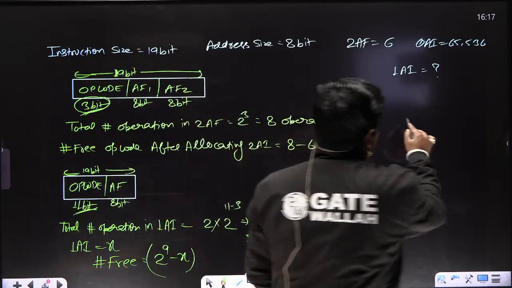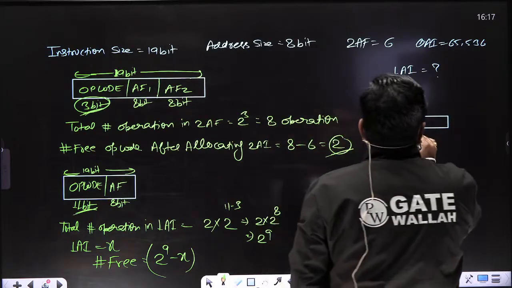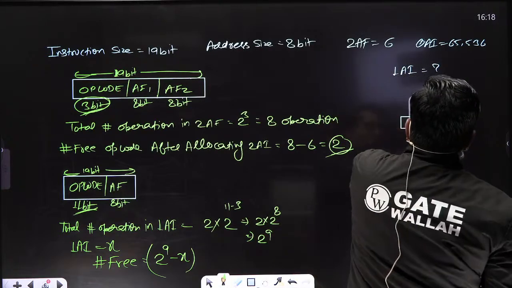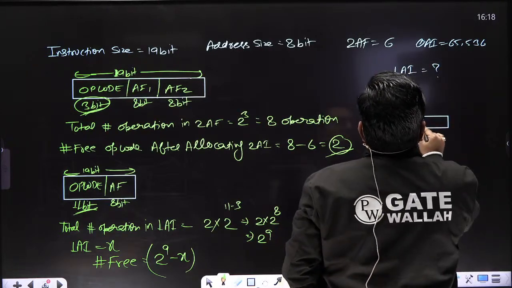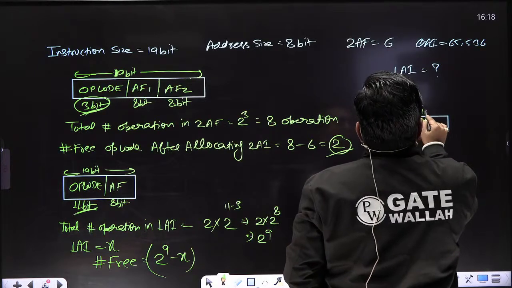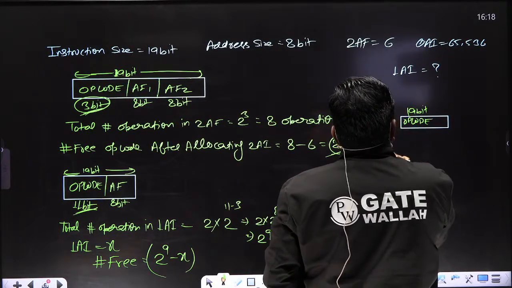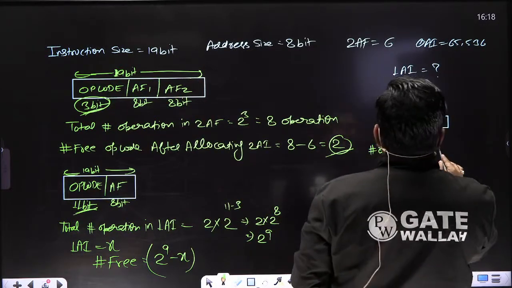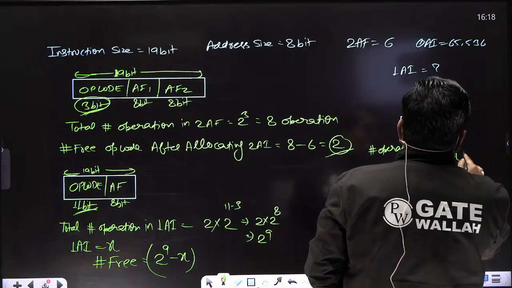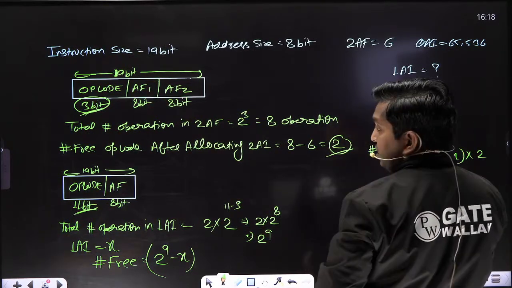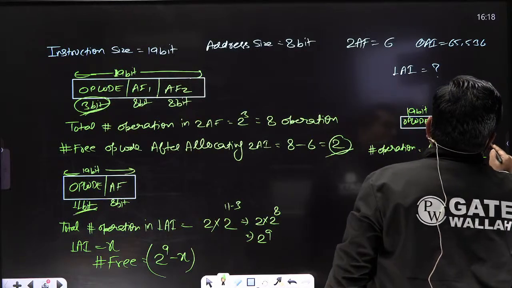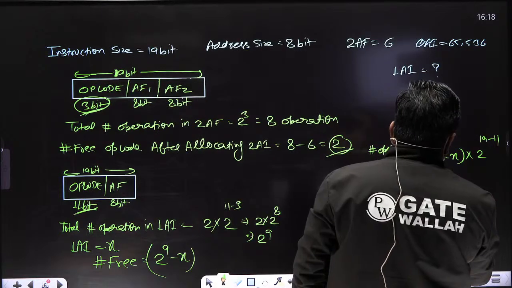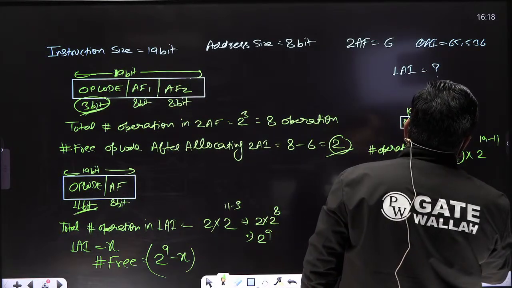Now I will calculate for 0 address instruction. So what is the opcode length for a 0 address instruction? Opcode will be 19 bit, my dear. Then total number of operations is how much? 2 raised to power 9 minus X multiplied by 2 raised to power 19 minus 11. So how much are we getting? 2 raised to power 9 minus X multiplied by 2 raised to power 8.